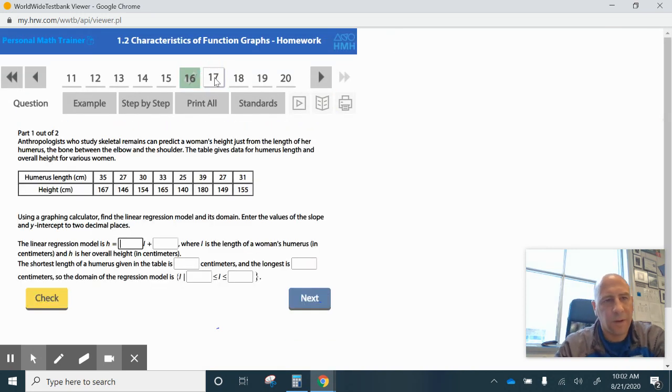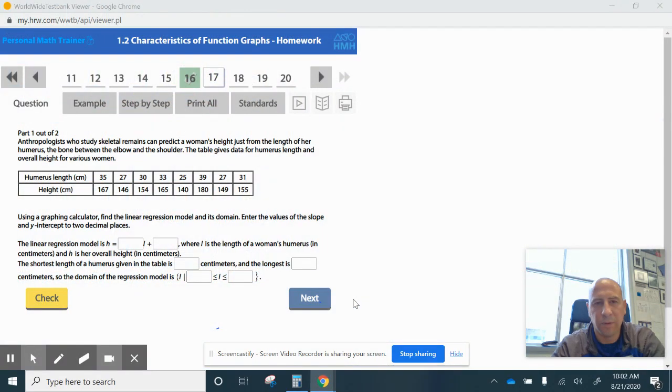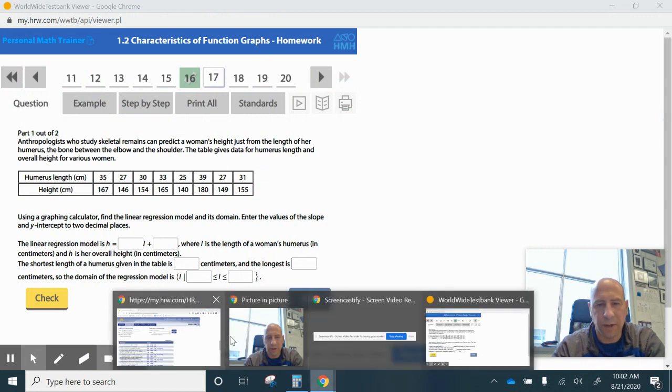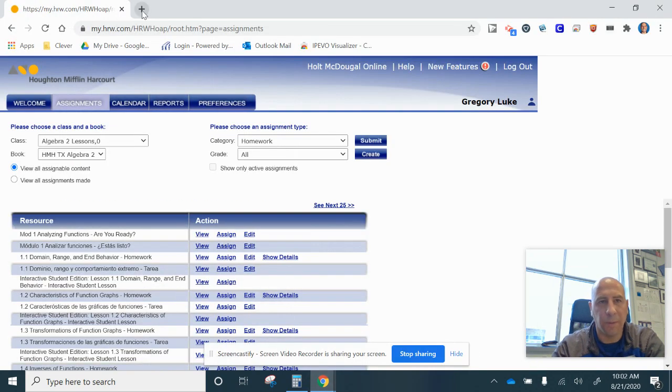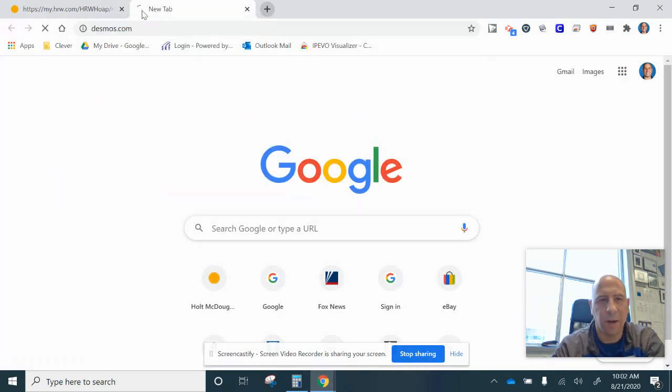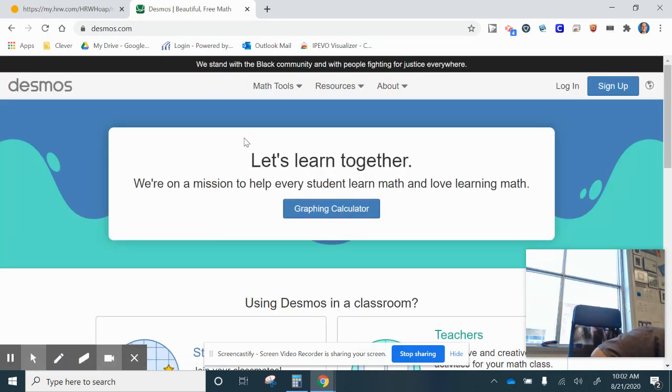All right, 17. Anthropologists who study skeletal remains can predict a woman's height just from the length of her humerus, the bone between the elbow and the shoulder. The table gives data for the humerus length and overall height for various women. Using a graphing calculator, find the linear regression model, rounding the values of the slope and y-intercept to 2 decimal places. All right, so to find that, I'm going to go to desmos.com and type those values in.